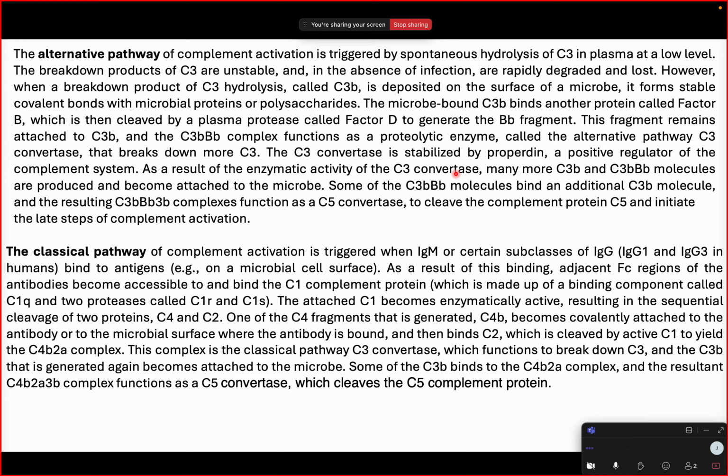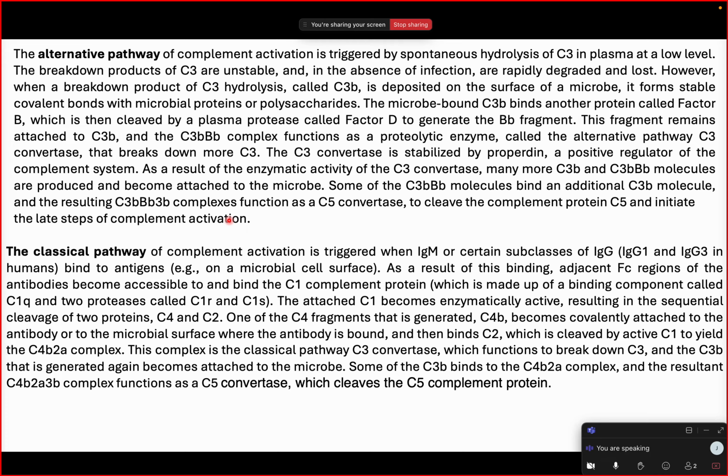Many more C3b and C3b-Bb molecules are produced and become attached to the microbe. Some of the C3b-Bb molecules bind an additional C3b molecule, and the resulting C3b-Bb-C3b complexes function as C5 convertases to cleave the complement protein C5 and initiate the late steps of complement activation.